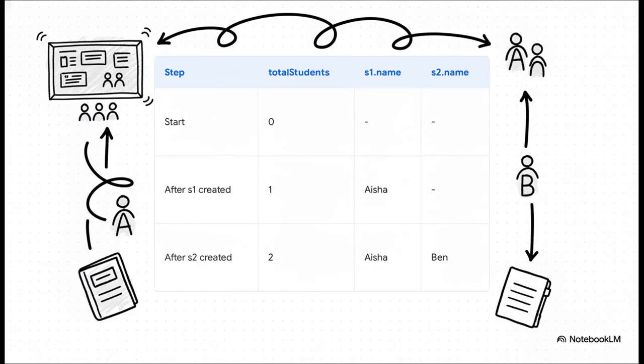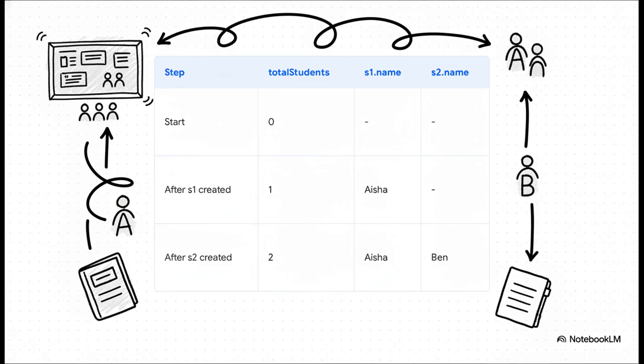Now, what's really interesting here is how both of these concepts work together. Just look at the total students column. Because this is a static variable, our communal bulletin board, remember? It starts at 0. When Aisha is created, the total increments to 1. When Ben is created, it increments to 2. It changes for the whole class.